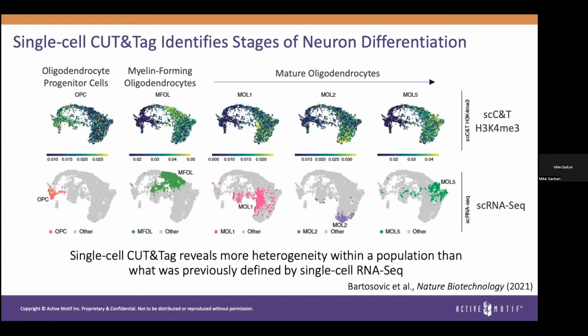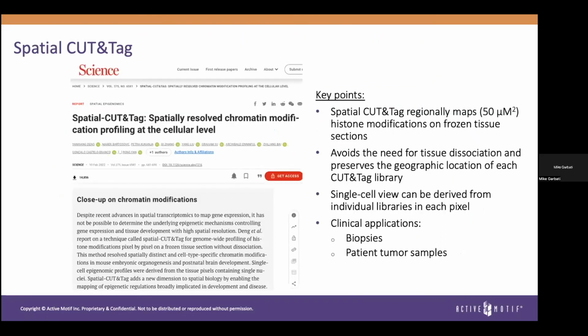Next, we'll look at spatial cut and tag. That same group from Karolinska that published on single cell cut and tag has recently collaborated with a group at Yale and now presents spatial cut and tag. And this work was published in February of 2022.